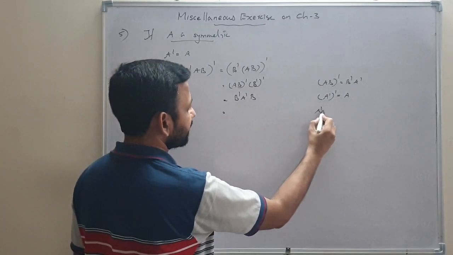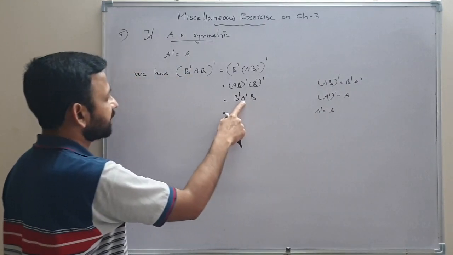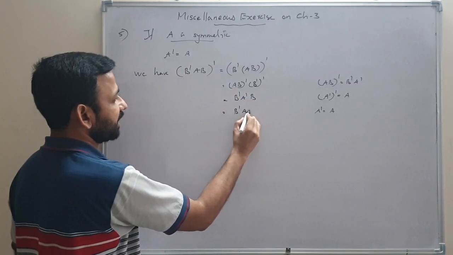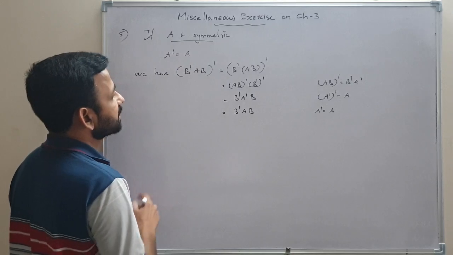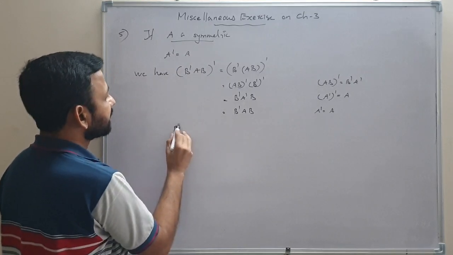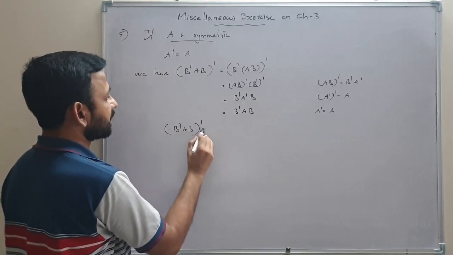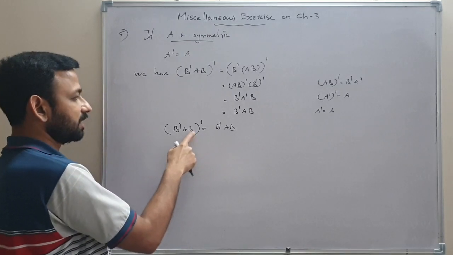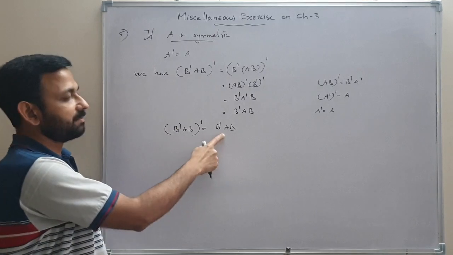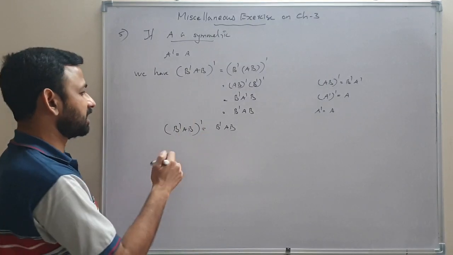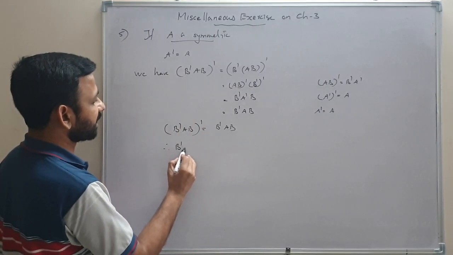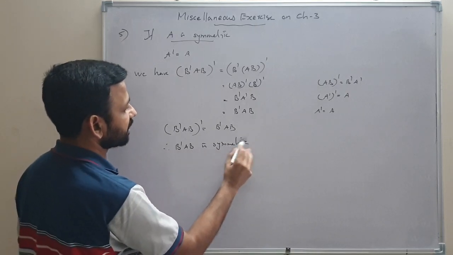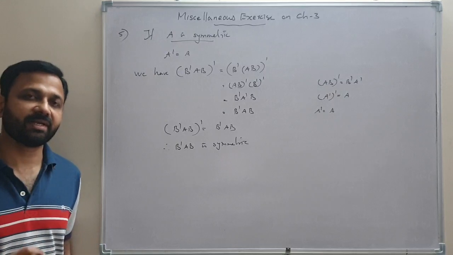That is given, A transpose is A. So we can replace A transpose by A. So we will get B transpose into A into B. So that is (B transpose AB) all transpose is B transpose AB. So we can say that therefore B transpose AB is symmetric.